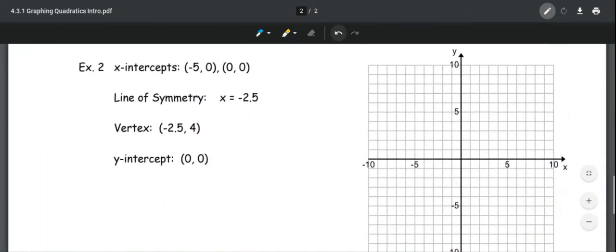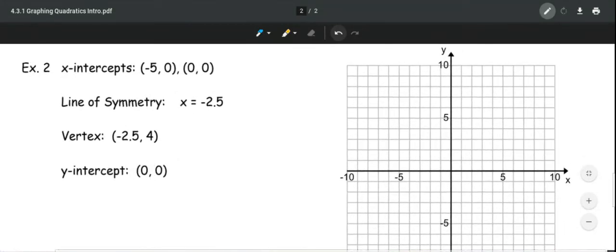So here is another example. So let's see if you can find all those pieces and graph them correctly. So pause the video, see if you can draw your graph, see if it matches my graph.